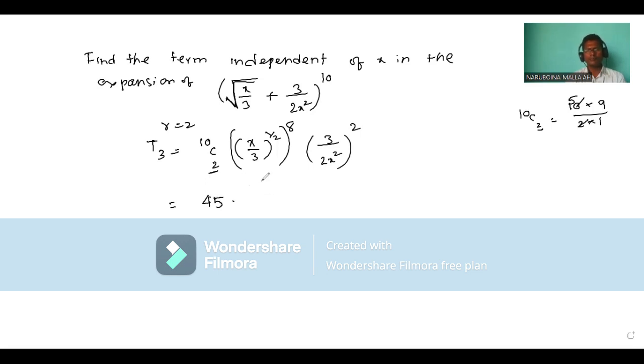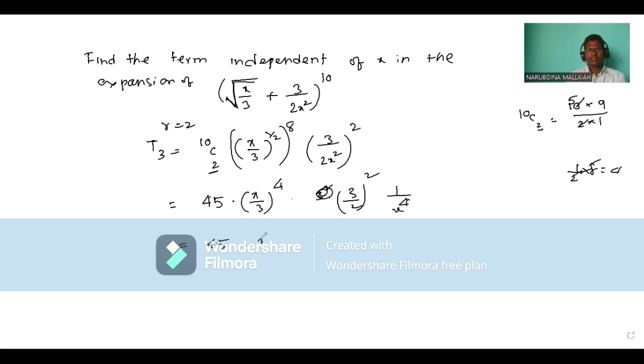45 into x by 3. Multiply this half into 8. Half into 8 will become 4. So we get 4. Here 3 is 3 by 2, so we can write (3/2) whole squared. In the denominator we have x, 2 fours are 8, so x to the power of 4 we get.